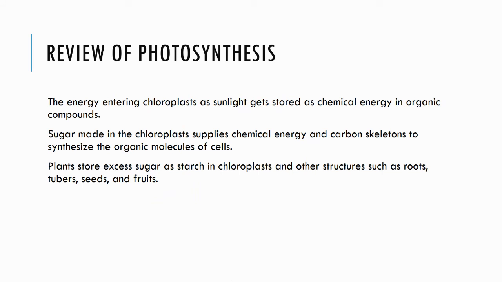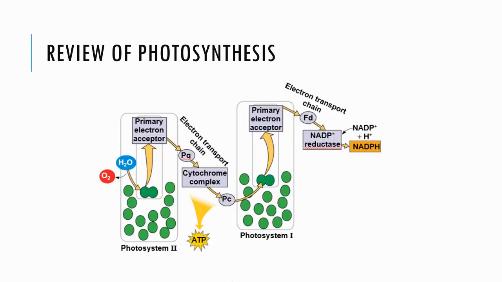Let's review what we've learned about photosynthesis thus far. The energy entering the chloroplast as sunlight gets stored as chemical energy in organic compounds. Sugar made in the chloroplast supplies chemical energy and carbon skeletons to synthesize the organic molecules of cells. Plants store excess sugar as starch in chloroplasts and other structures such as roots, tubers, seeds, and fruits. The storage piece is important. We're not immediately using all of this glucose for respiration. It does have to be made for other structures and processes as well.